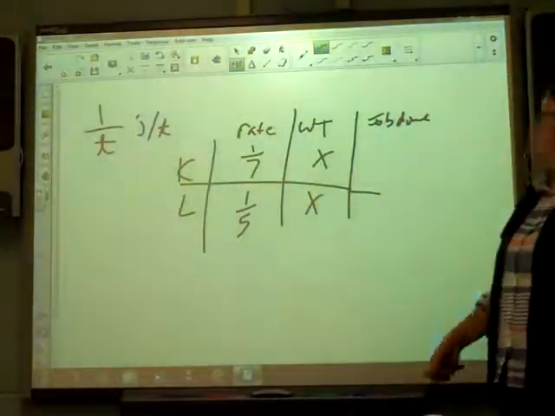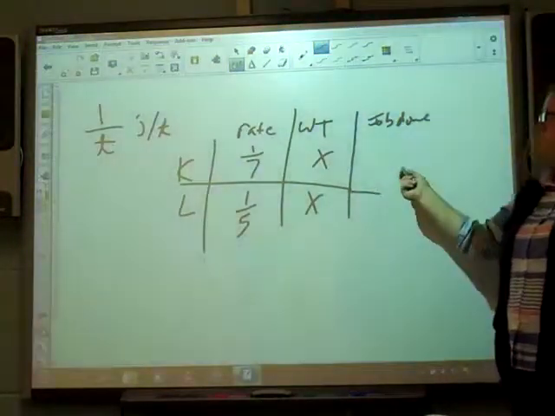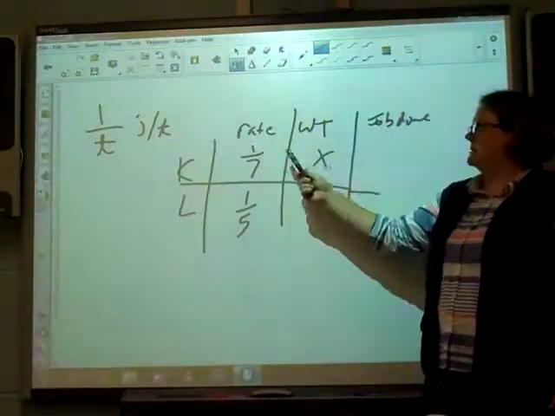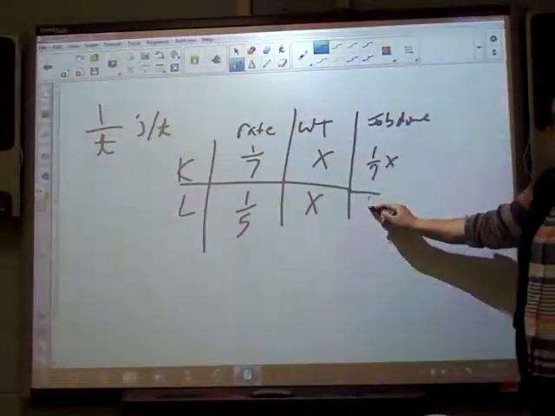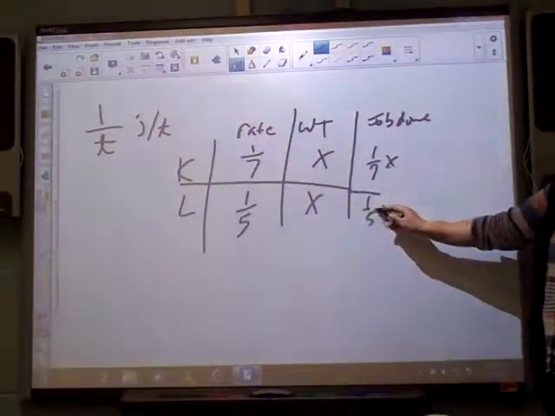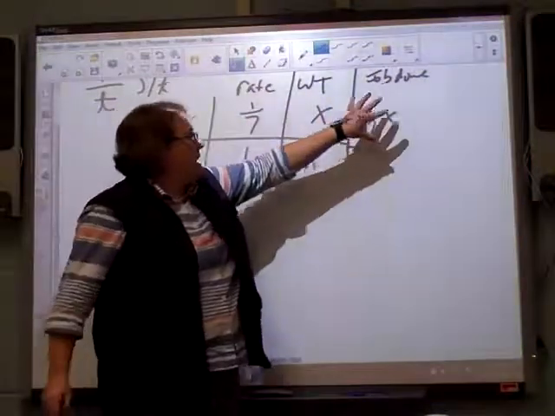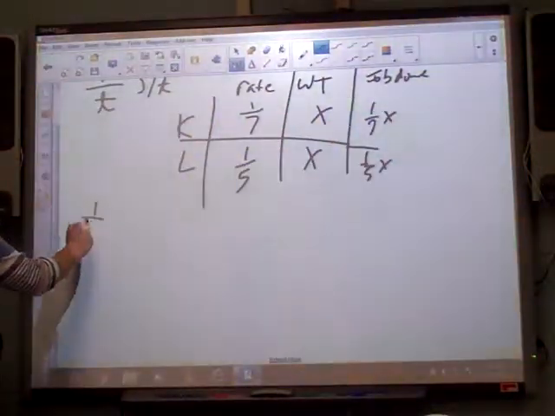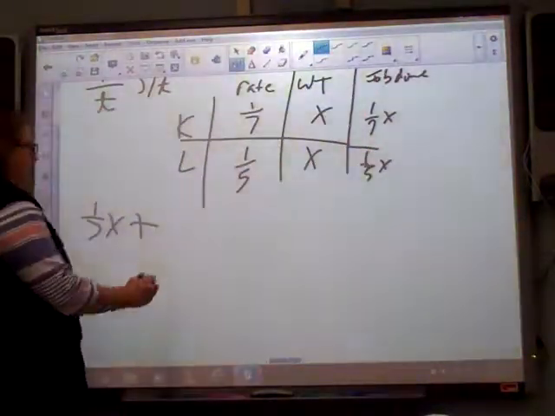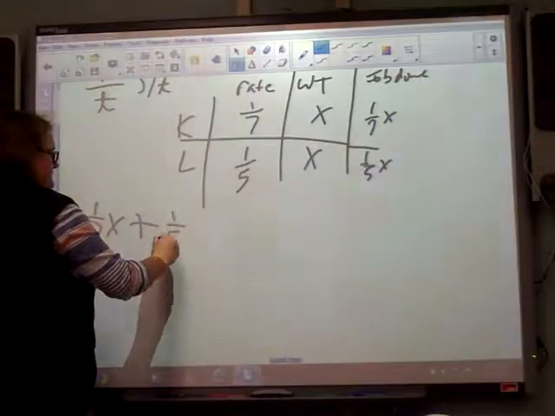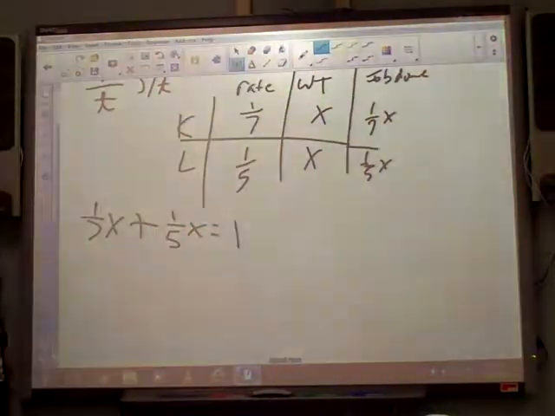Okay? What do you think we're going to do to get the fraction of the job done? How fast we're working times how long we're working. Wouldn't that make sense? So this will be 1/7 x and this will be 1/5 x. So when you set this up, you've got the amount of the job done that Kareem got plus the amount of the job done that Letitia got, was that her name? I forgot. Is equal to, and this is what I was alluding to, 100% of the job done. One job complete.